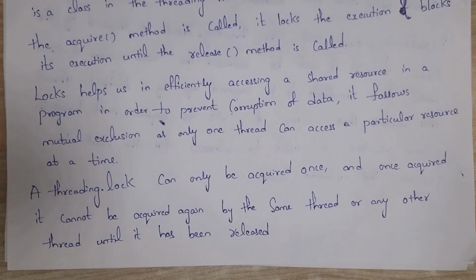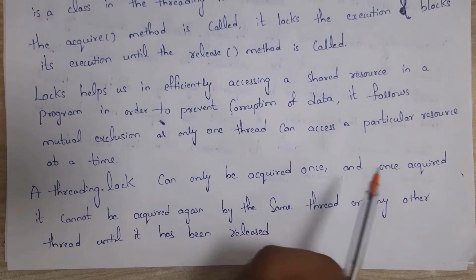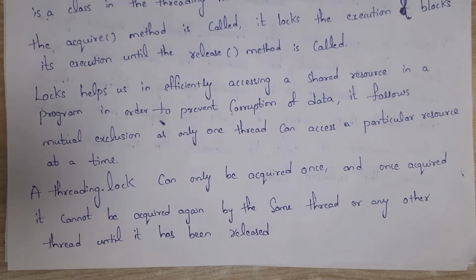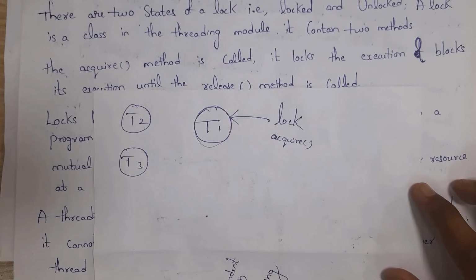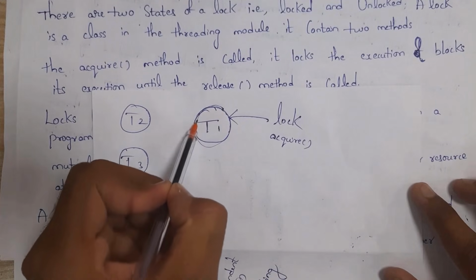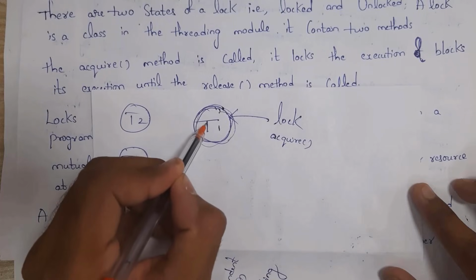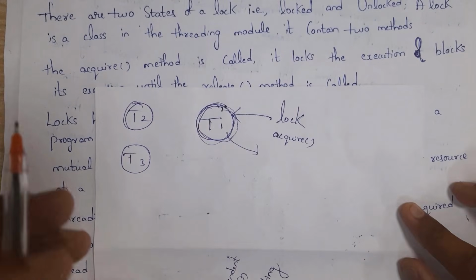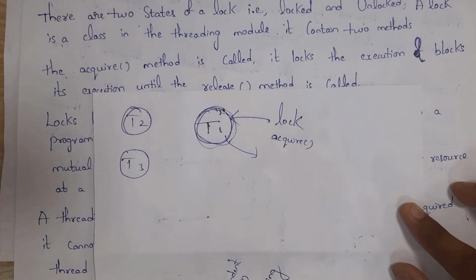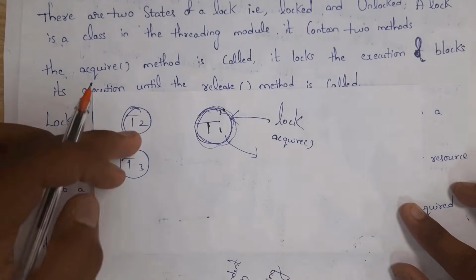Threading module contains both Lock and RLock. I will explain the difference between Lock and RLock. A threading lock can be acquired only once, and once acquired, it cannot be acquired again by the same thread or any other threads until it has been released. For example, there are 3 threads, T1, T2 and T3. For example, this thread 1 acquired lock. Whenever this thread 1 acquired lock, then this lock cannot be acquired by T2 and T3. Only if this T1 releases this lock, then this lock can be acquired by T2 or T3.